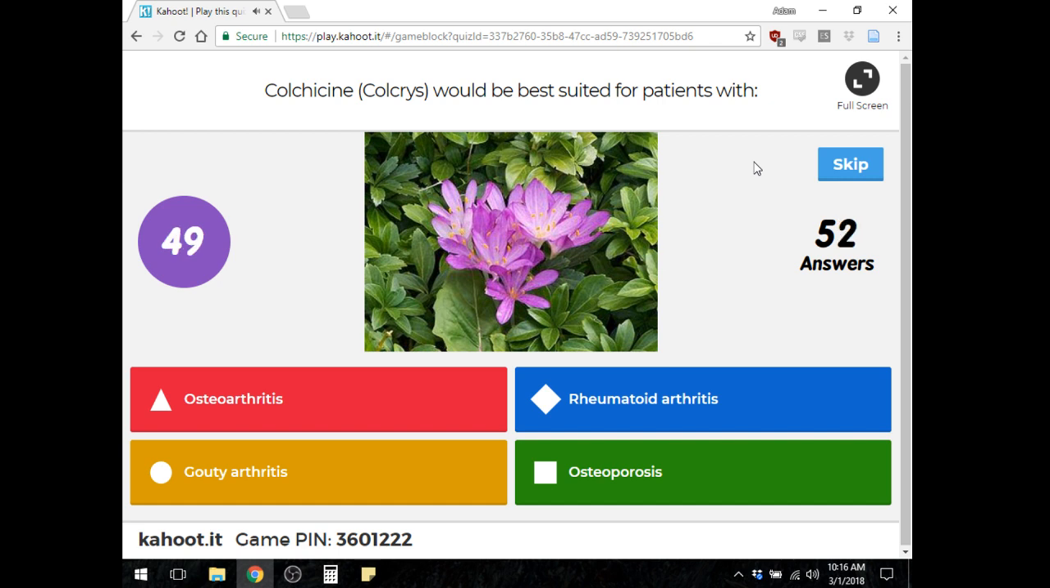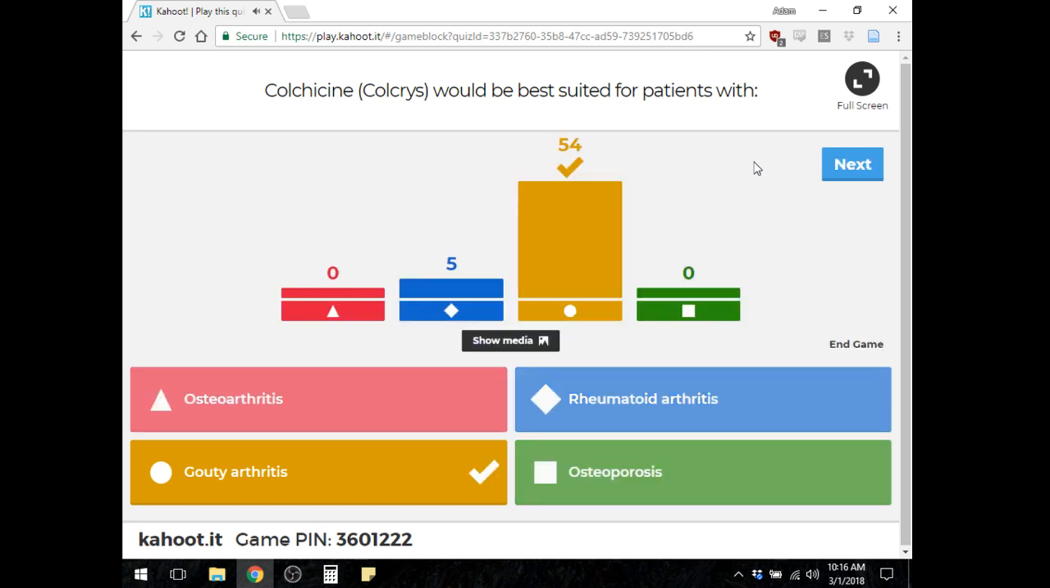The colchicine plant. Okay, there's another name for it. That's where we get colchicine from. Actually, the autumn crocus. So if you've ever seen the autumn crocus, don't go eat it because you'll get colchicine poisoning. It'd be no good. Perfect, yes. We are going to use this for gouty arthritis, yes.